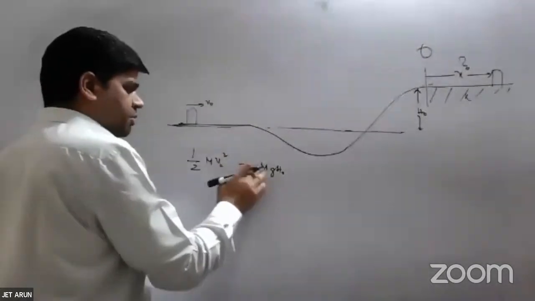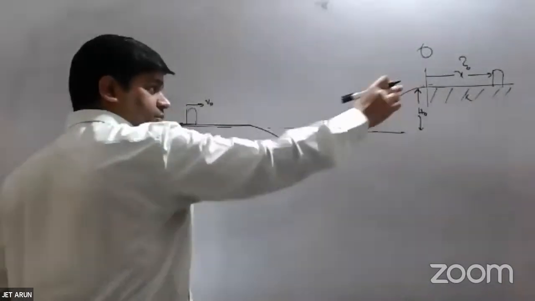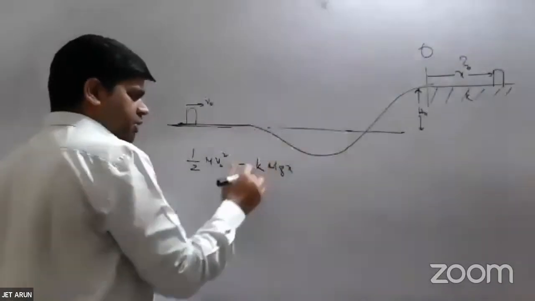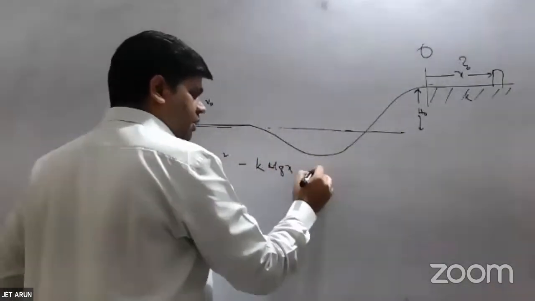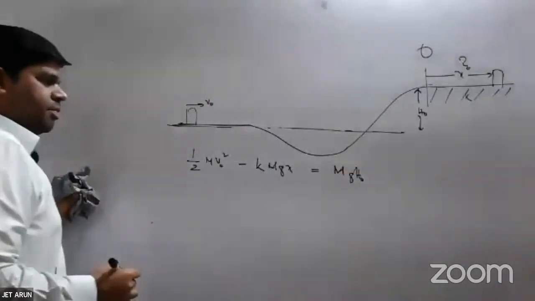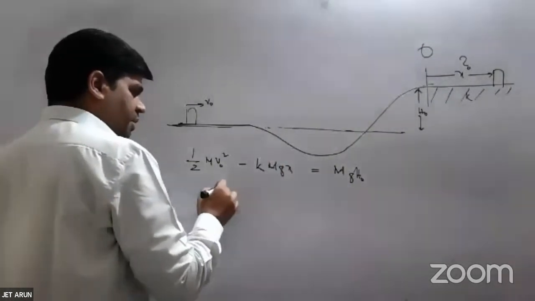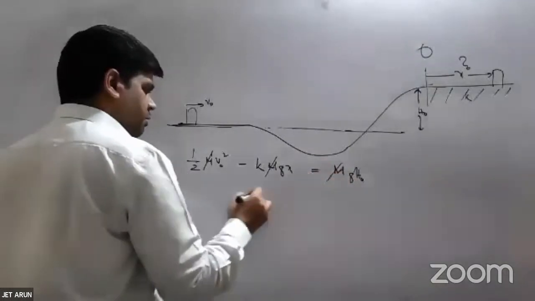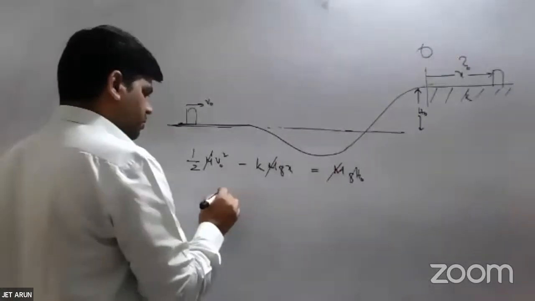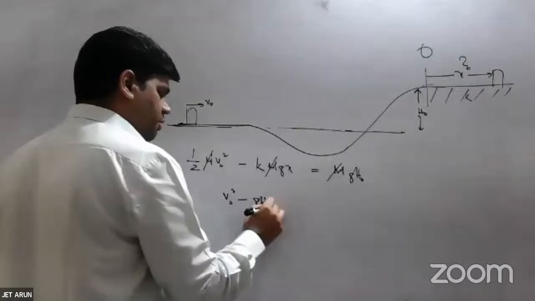But look at this, students. Half mv square is initial kinetic energy. But by the time this goes from there to there, how much is lost? Mu mgx is lost. So initial energy minus loss is equal to final energy, which is mgh naught. I need x from here. M gets cancelled out. So x is v naught square minus gh naught.